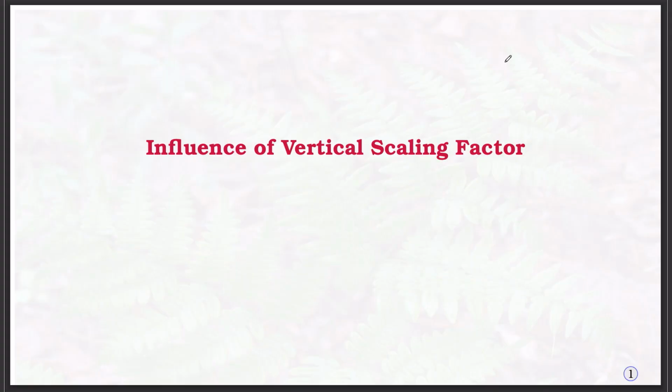After that, we have seen that different types of alpha i, that means the scale vector, generate different images, that means different graphs. Now in this lecture we are going to discuss in detail the vertical scaling factor. So in this lecture we are going to discuss the influence of the vertical scaling factor of the fractal interpolation function using different iterated function systems.